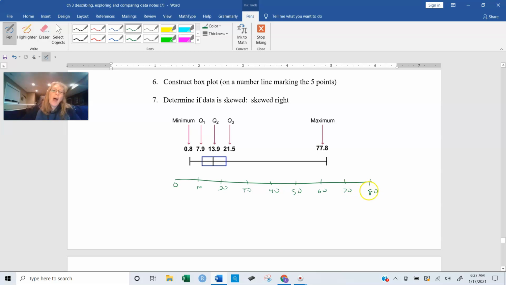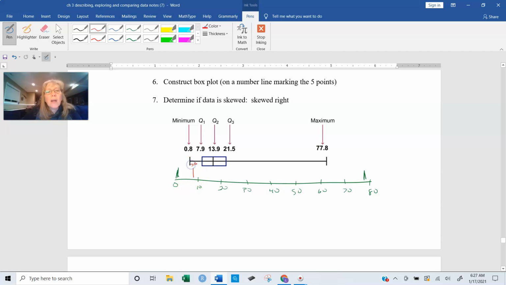Because your quartiles have to be put on a number line. 0.8 is my smallest, so it would go here. 77.8 would go here, so I draw it above my number line. Now we have to put in our quartiles. Our first quartile is 7.9, which is roughly here.